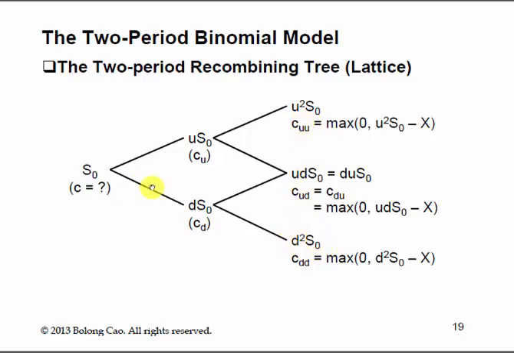In the double down state, right, go down once, go down twice, it's 0.78 squared times 65. In each of the ending nodes, we can calculate the payoff for the call option. Now the assumption is that this call option will expire 2 periods later, right? It has a life or maturity of 2 periods.